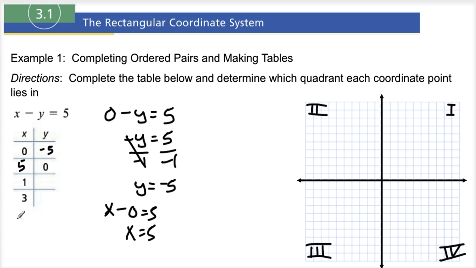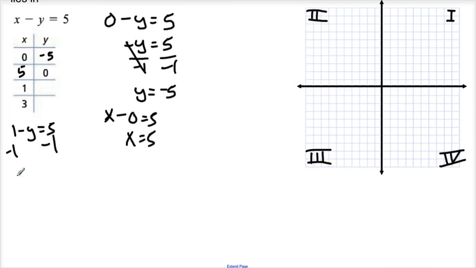So now let's plug in 1. So 1 minus y equals 5. Subtract 1, subtract 1. So we get -y equals 4. Divide by -1. So y equals -4. All right, cool. And so that's going to be my y value right here, -4.